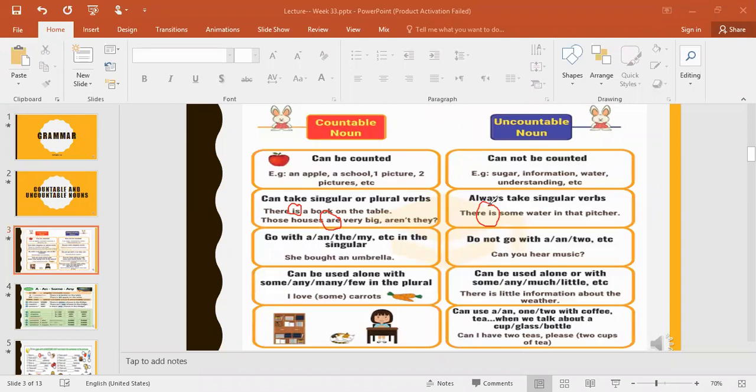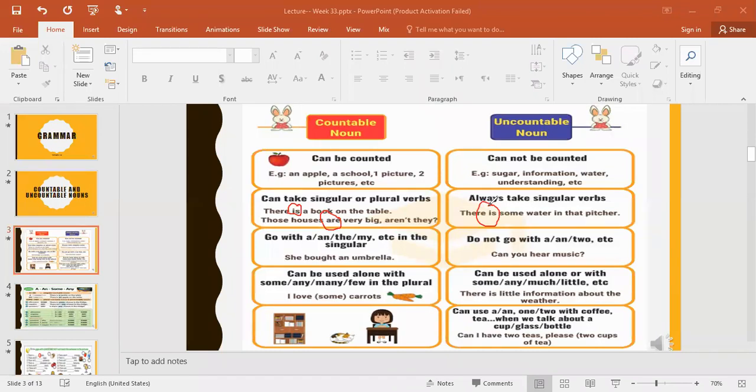So, uncountable nouns always take singular verb. There is some water. There is some sugar in the jar. Okay? Clear? Yes. Okay, so there is some water in that picture. There is some sugar in the jar. There is sugar in the jar. No need to say some.